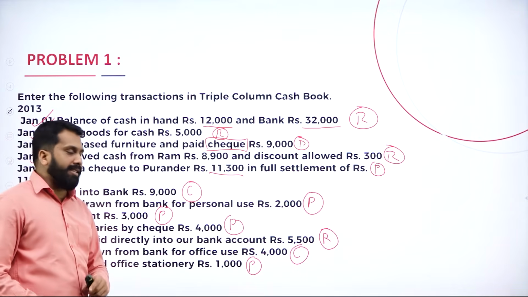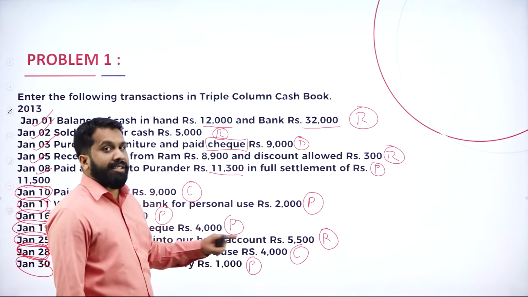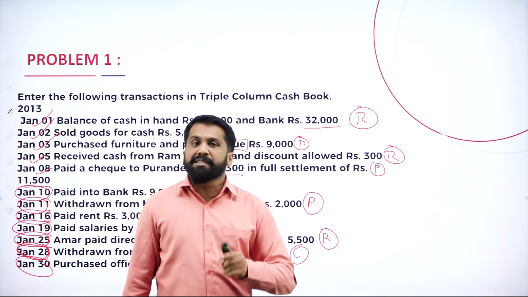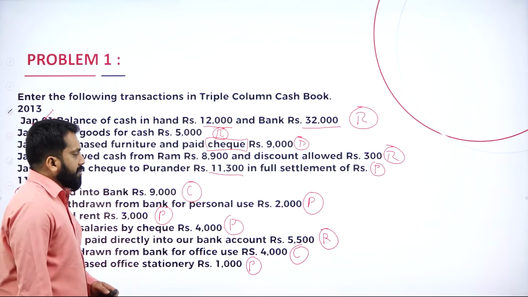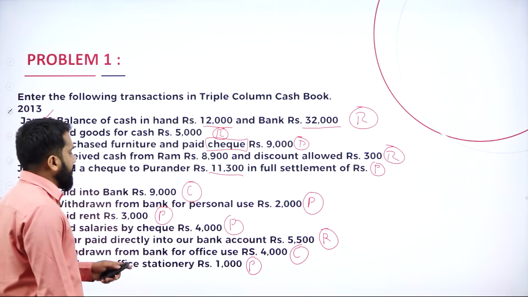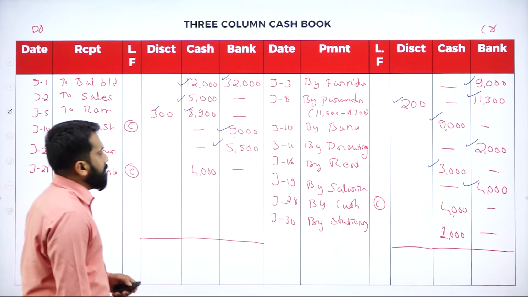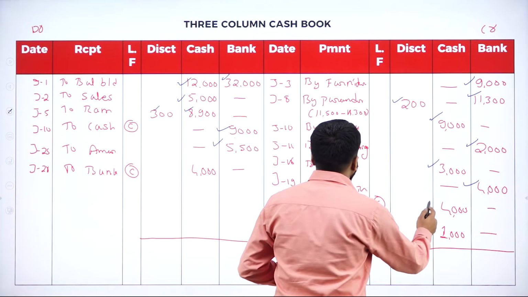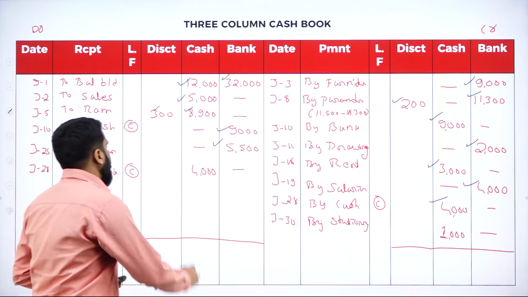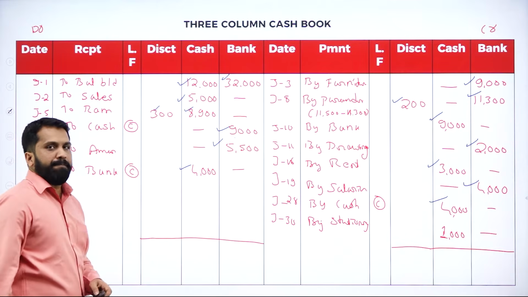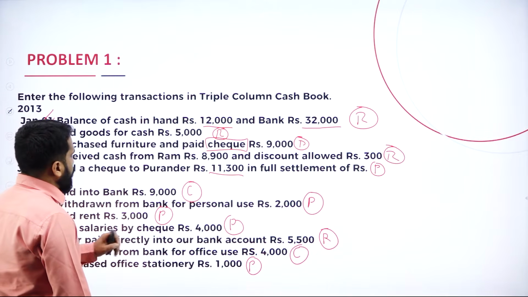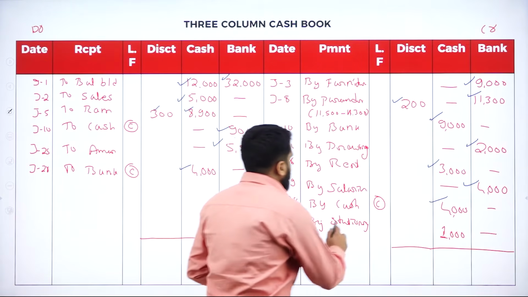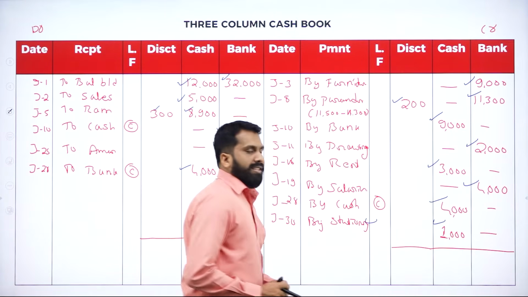Next, withdrew from bank for office use. This is also called contra. If it is for office use, then it is not drawing. If it is for personal use, we call it drawing. Now, office use, it is 4,000. So 4,000 in cash, and again 4,000 here in the bank. The last one, purchased office stationery, 1,000. So stationery is 1,000.